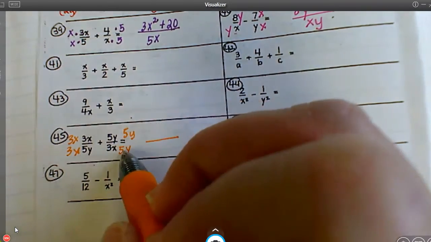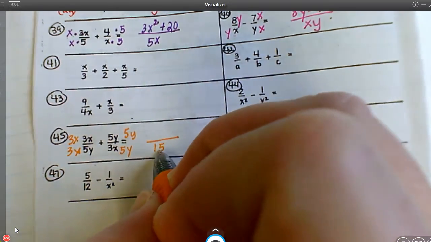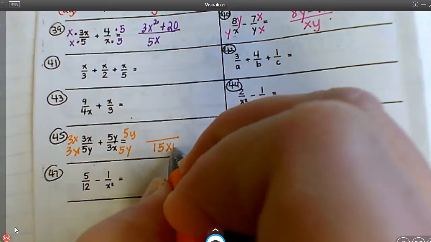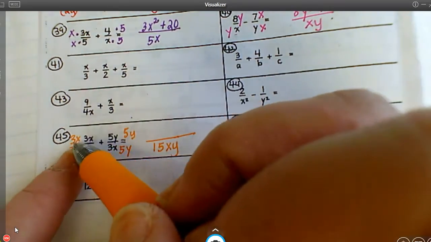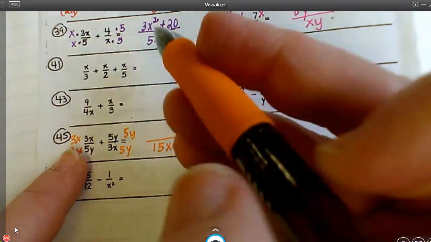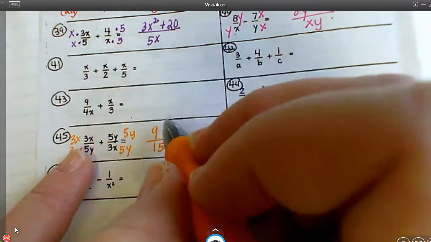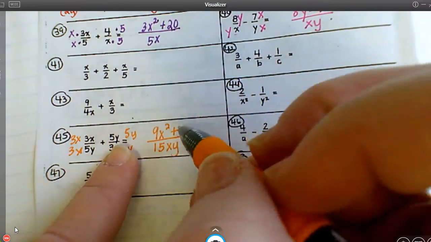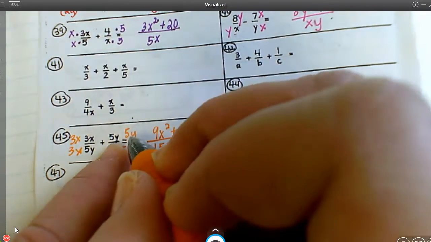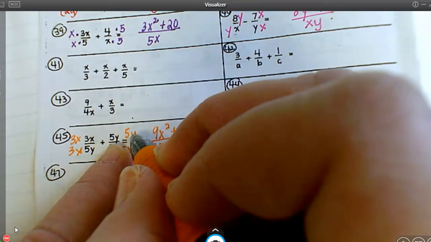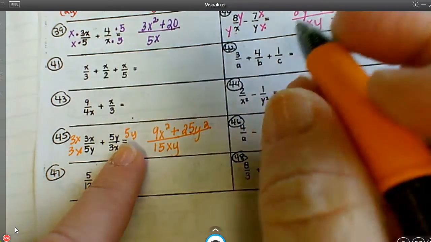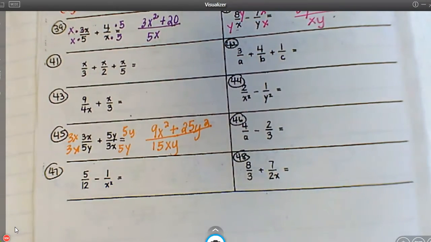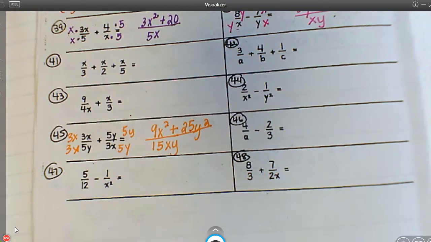So on the bottom, what that means is you'll have 15 because 3 times 5 is 15. And then xy. And then on the top, when I multiply here, I multiply the 3 and the 3. And then when I multiply the x's, that gives me x squared. Over here, the 5's, when I multiply the 5's, that's 25. And then the y's, when I put that together, that makes y squared. I just wanted you to see that one because it just has more stuff with it and it looks a little more complicated. I think the rest of those that we skipped are pretty much the same. Just wanted you to see that one.